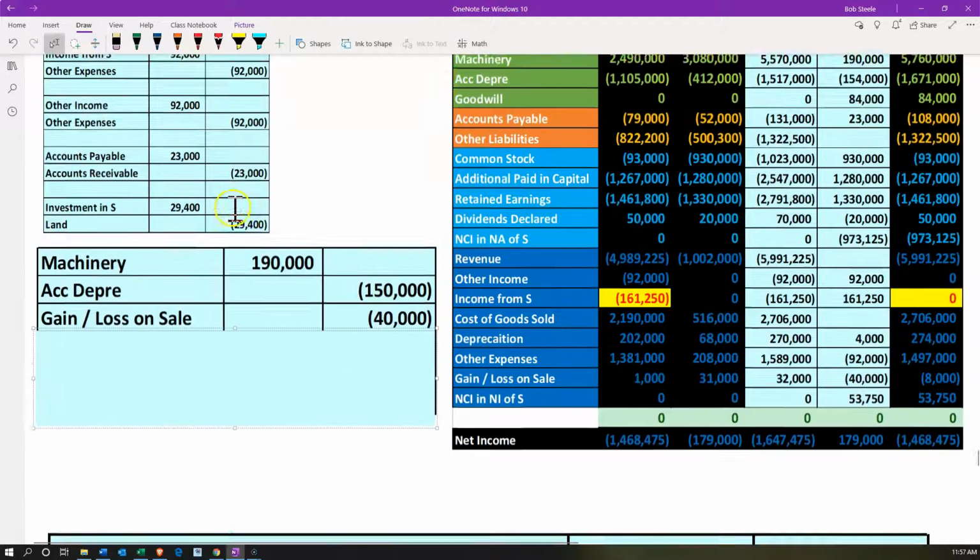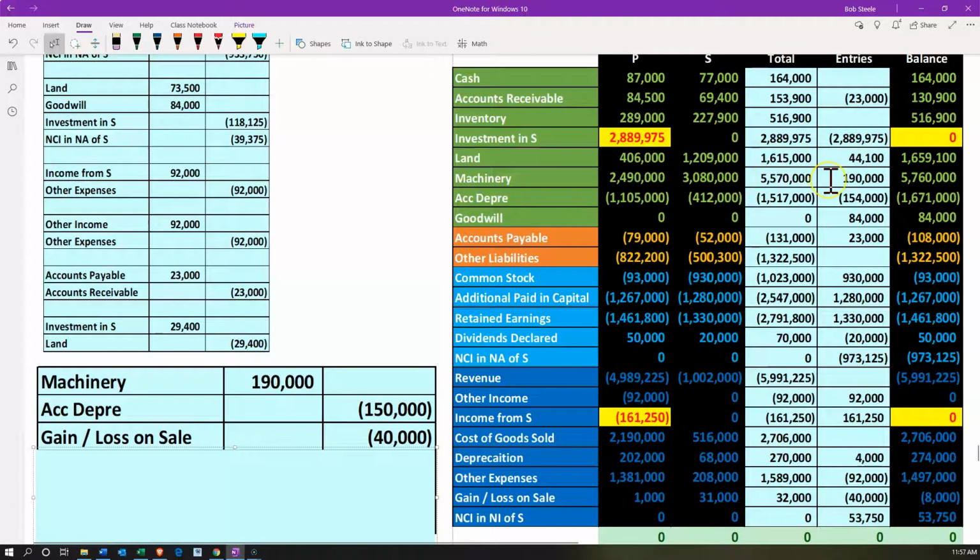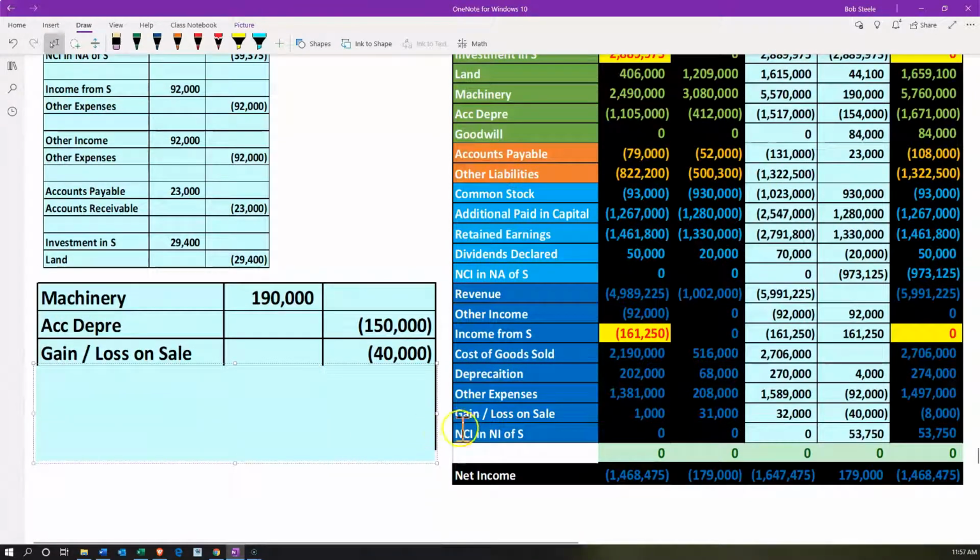So we've got the machinery up top. Here's the machinery. It's included in this number. Then we have the accumulated depreciation. There's the accumulated depreciation included in this number. Then we have the gain or loss that's going to be down here. So this number included the $40,000 gain or loss, which we're now reversing. Obviously there was more in there than just related to this transaction, but we're removing the $40,000, eliminating the loss as a result of this transaction.